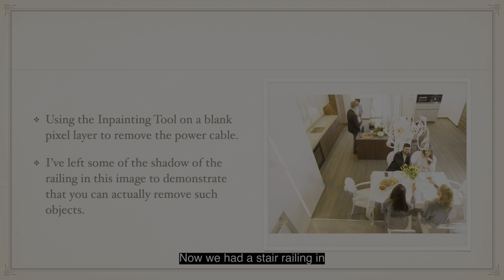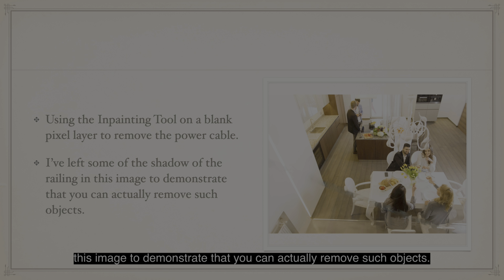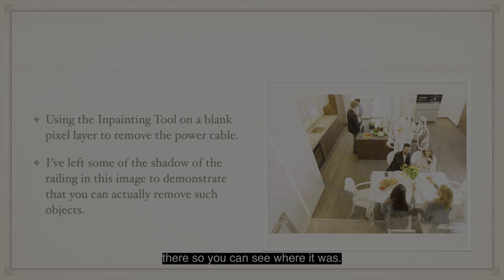Now we had a stair railing in front there, but I've left some of the shadow of the railing in this image to demonstrate that you can actually remove such objects. Now if you look closely at that, you'll see where the railing used to be. Now I've done a fairly rough job of removing that, but I wanted to show you how different that photo looks with that railing removed. And I left a shadow of it there so you can see where it was.